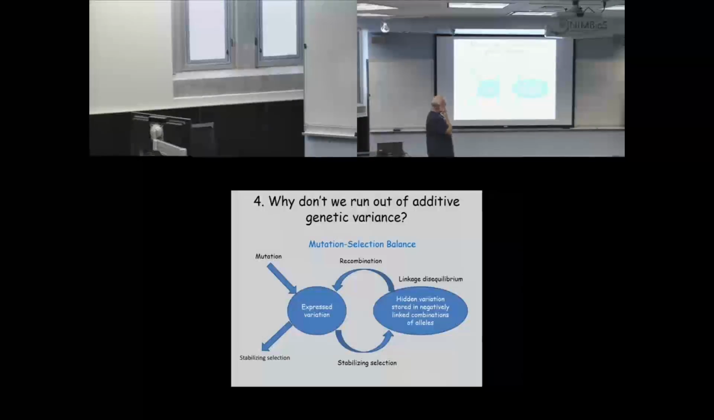Somebody asked this key question. This is a good question. Why don't we run out of additive genetic variance? And as a matter of fact, we don't.